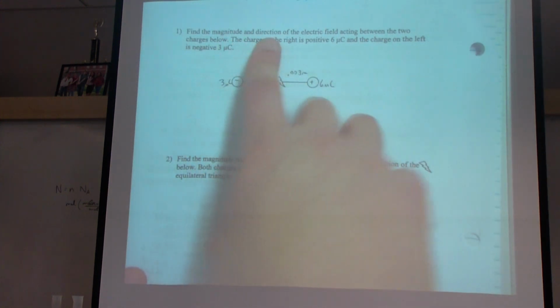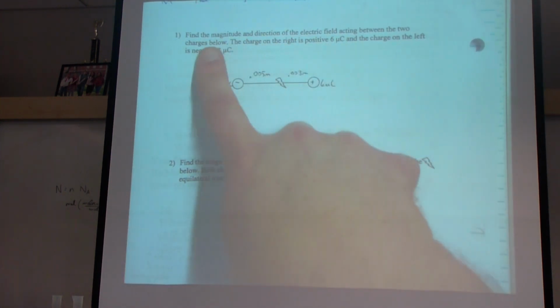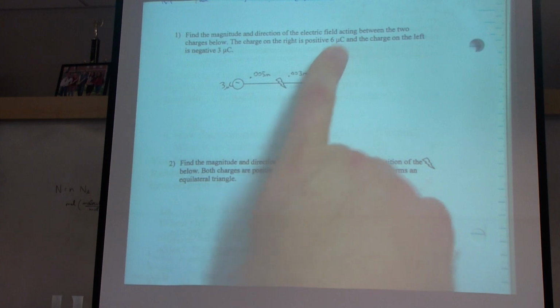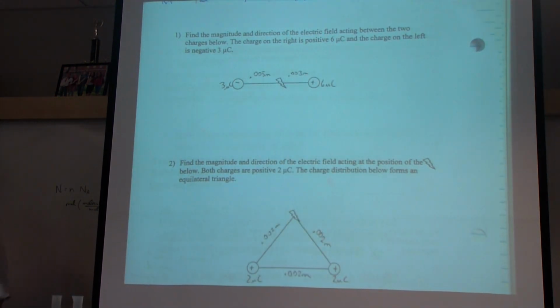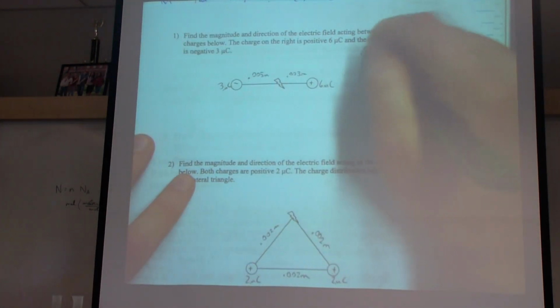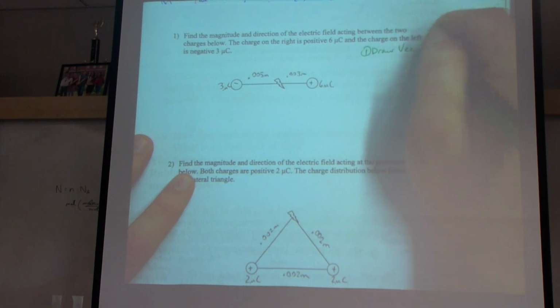Find the magnitude and direction of the electric field acting between the two charges below. The charge on the right is positive 6 microcoulombs, and the charge on the left is negative 3 microcoulombs. Okay, here's what we're going to do first. Step 1, draw vectors, just like you do for net force.